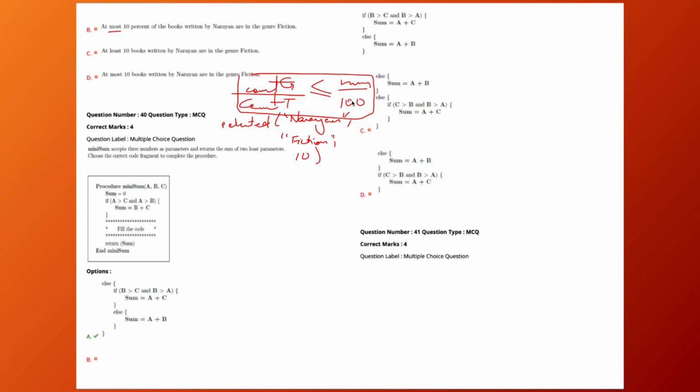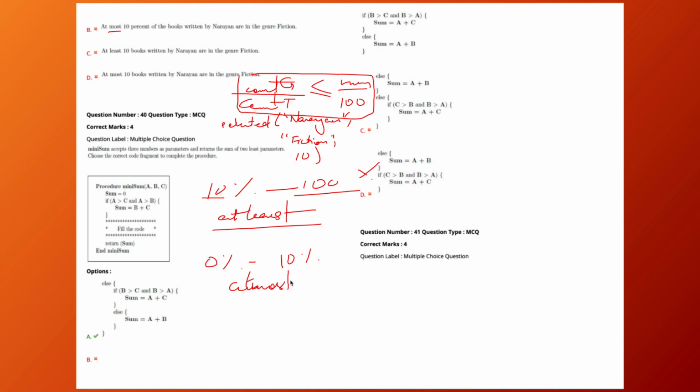And at least basically means it could be anything from 10% all the way to 100%. In this case, at least means from 10% to 100%. At most would mean basically 0% to 10%. So that's the difference between at least and at most. I hope you guys have understood that.